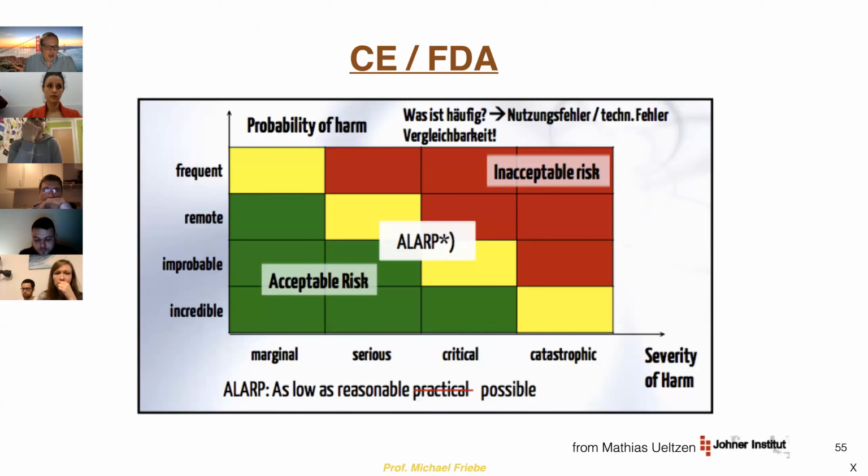This is the US approach, the FDA approach of certifying, where you basically analyze the severity of harm that could happen if something goes wrong in relation to how often it actually happens. And if it happens often and it's not really having an effect, then it may still be acceptable. But if it has a catastrophic effect, death, for example, to the patient, and it happens only incredibly rarely, it may still not be acceptable.